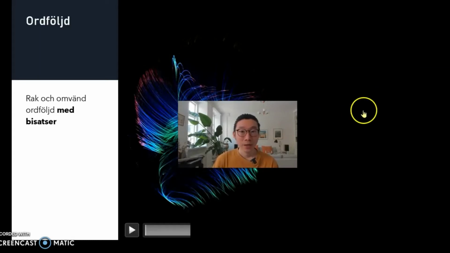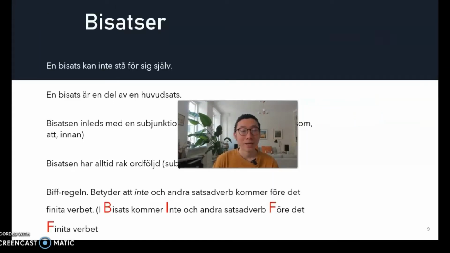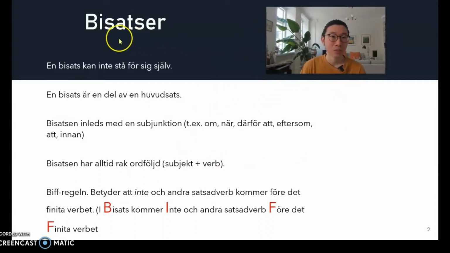Så vi ska börja med de olika reglerna som handlar om bisatser. Let's begin with the rules and regulations surrounding subordinate clauses. En bisats kan inte stå för sig själv. A subordinate clause cannot stand on itself, so it is always dependent on the main clause. En bisats är en del av en huvudsats. A subordinate clause is a part of a main clause.